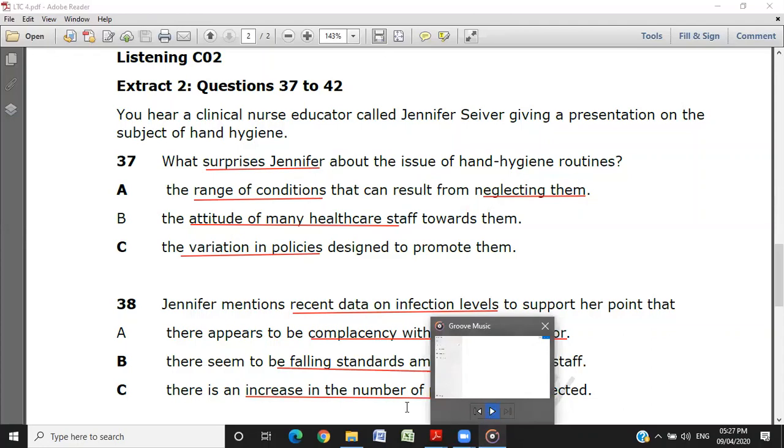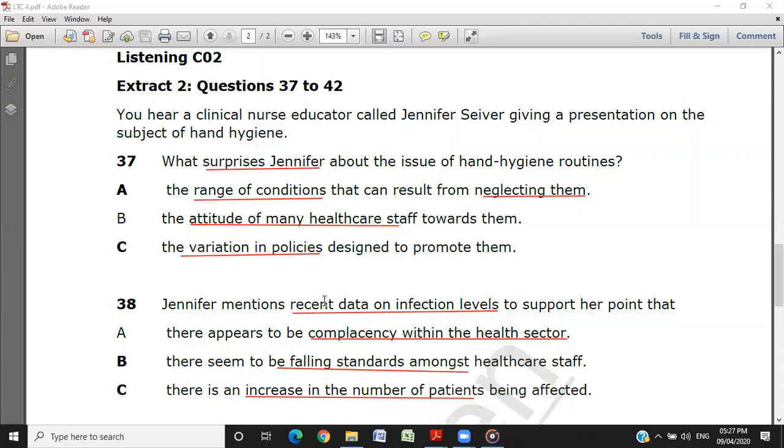So here, the words recent data help you to move on to the next question, right? Within the question, there will be a keyword that would help you to move on to the next question. So, were you all able to answer both the questions? Please send in your answers.